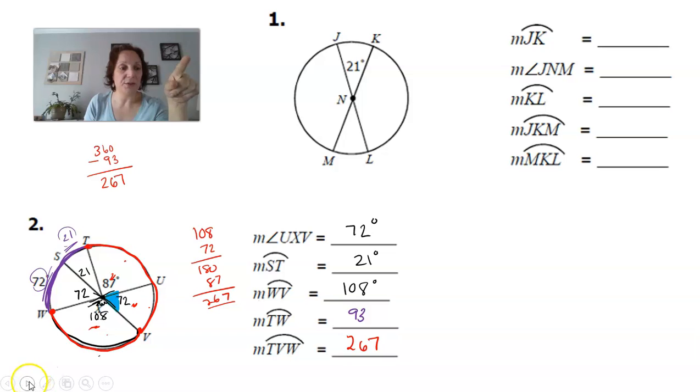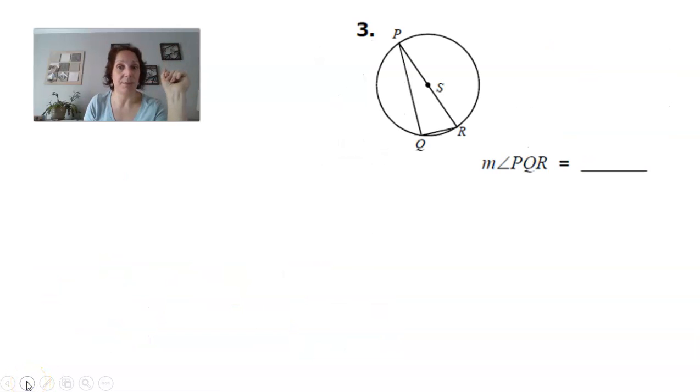Okay, so both of those problems involved central angles. I also want to take a look at some that involve inscribed angles. Now, good news, the inscribed angle problems are usually a little easier, and notice that they're not multi-part. Okay, so look at this one. It says, find the measure of angle PQR.